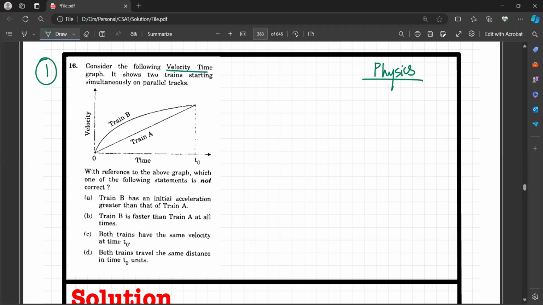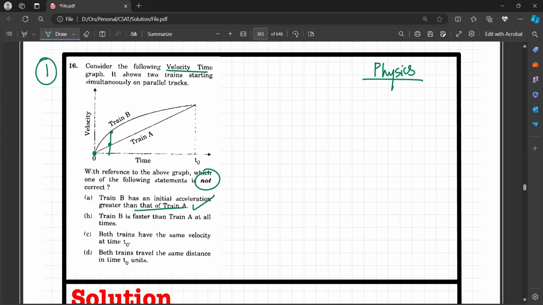Consider the following velocity time graph. It shows two trains starting simultaneously on parallel tracks. With reference to the above graph, which one of the following statements is not correct? Train B has an initial acceleration greater than that of train A. Train B is at a higher position graphically, so it has an initial acceleration greater than that of A. This is correct. The question asks which is not correct.